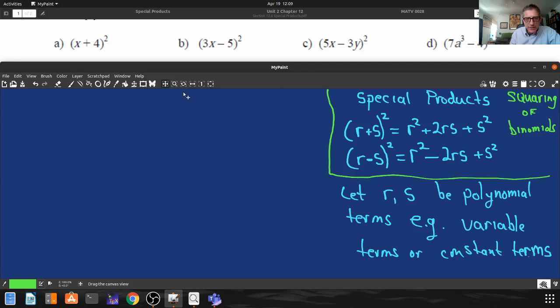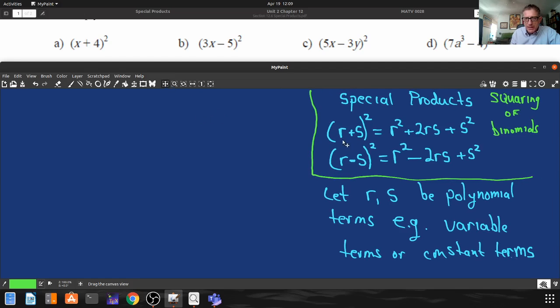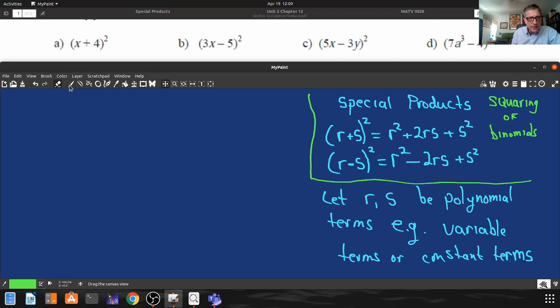So again, this is a math class, so I at least have to show you how we derive (r + s)² is equal to this, because you might at some time forget, and you can just find it on your own. So we take (r + s)². Well, that's shorthand for (r + s) times (r + s).